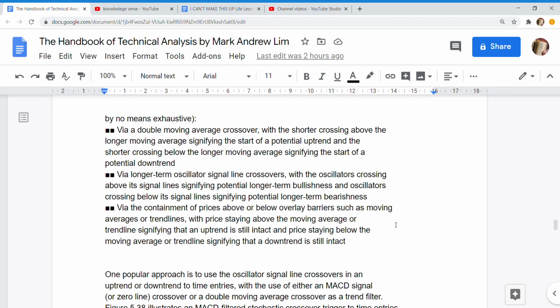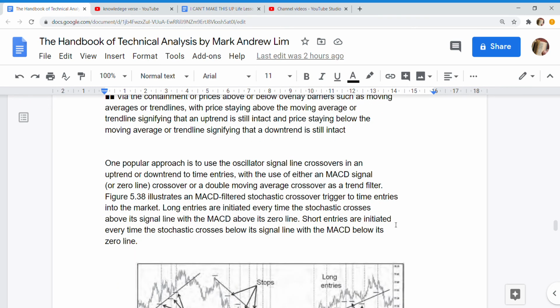Via longer-term oscillator signal line crossovers, with the oscillator crossing above its signal line signifying potential longer-term bullishness and the oscillator crossing below its signal line signifying potential longer-term bearishness. Via the containment of prices above or below overlay barriers such as moving averages or trend lines, with price staying above the moving average or trend line signifying that an uptrend is still intact and price staying below the moving average or trend line signifying that a downtrend is still intact.